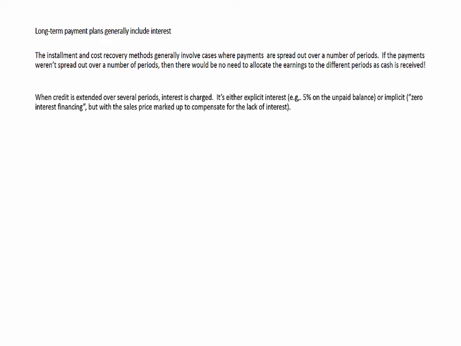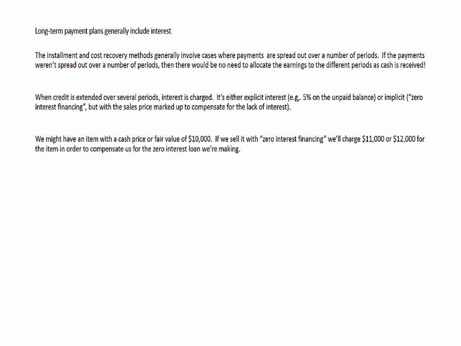The interest is either explicitly added to the purchase price, or the purchase price is increased to compensate for the lack of explicit interest. Now, we might have an item with a cash price or a fair value of $10,000. If we sell it with zero interest financing, we'll charge $11,000 or $12,000 for the item in order to compensate for the zero interest loan we're making. We'll revisit this when we talk about capital leases, but basically the present value of the payments to be received, discounted at the market or fair rate of interest, must equal the fair value of the asset.